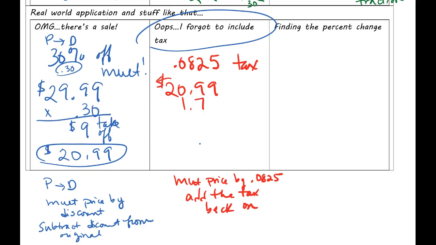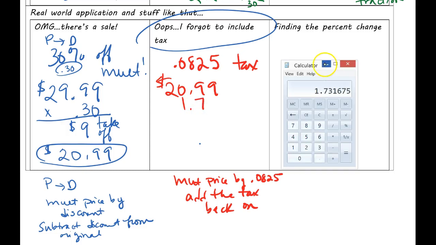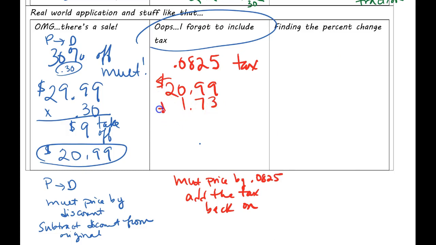Okay, so my tax is $1.73. I'm going to add that back on. So 9 plus 3 is 12, that's a 10, that's a 17. So I better have $22.72 in my pocket if I wanted to buy this pair of shoes or shirt or toy or whatever it was after the sale, but then also after tax.